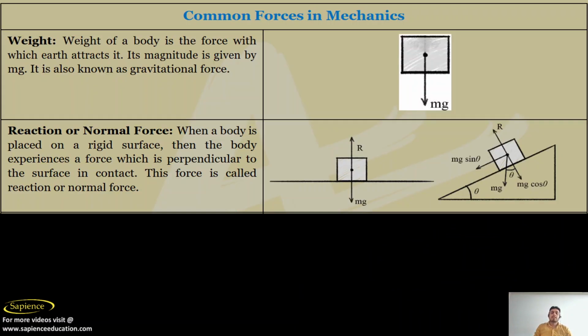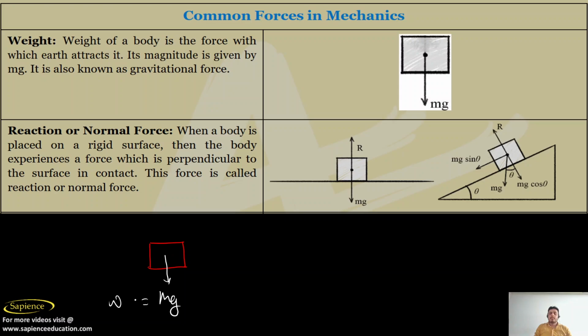Now before discussing these two topics, I want to make clear what weight is. Weight, you know, of a body is the force with which the earth attracts it. For example, this is a body, and weight will act in a downward direction like mg.